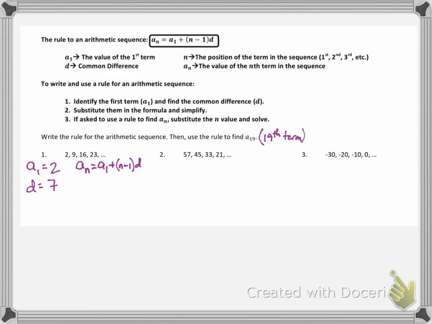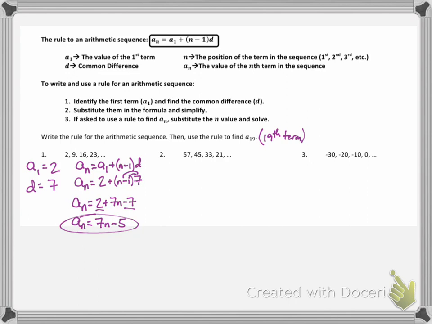Here's your formula. Let's plug in what we know. Plug in a sub 1, plug in d. Now remember, the d is connected by multiplication. So we're going to simplify this by distributing the 7 to the n minus 1. That'll give me a sub n equals 2 plus 7n minus 7. We'll simplify that by combining like terms, the 2 and the negative 7, and I'll have a final formula of 7n minus 5. So that's going to be my rule for the arithmetic sequence.